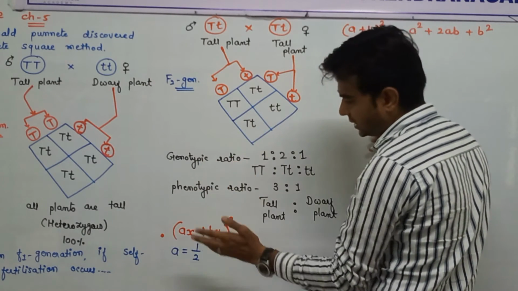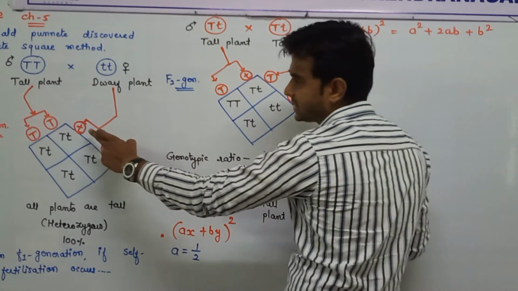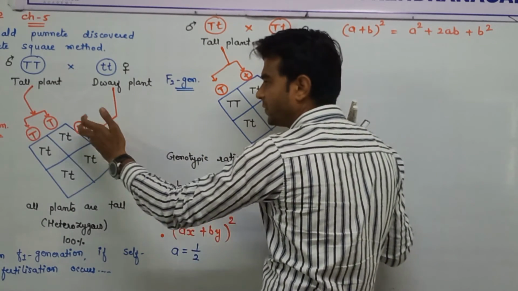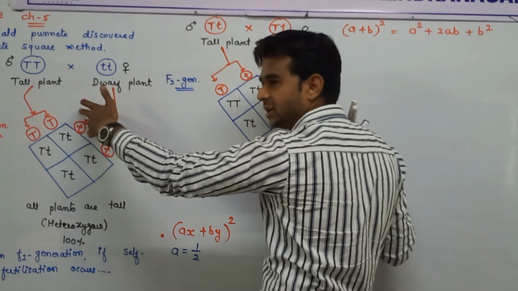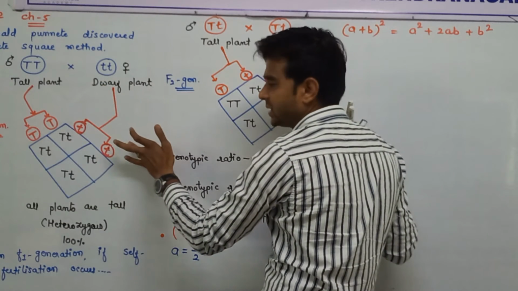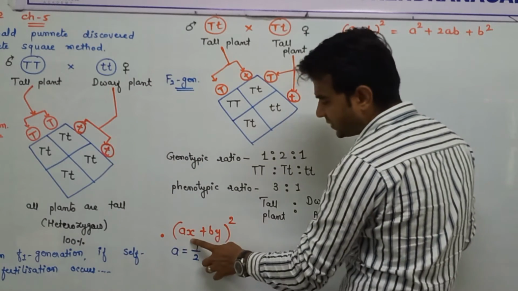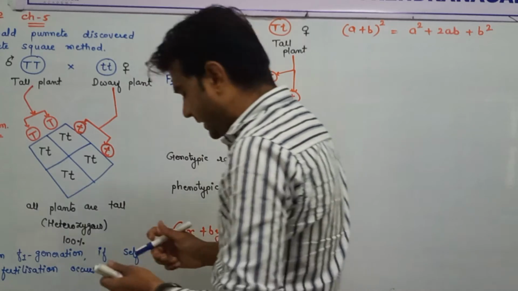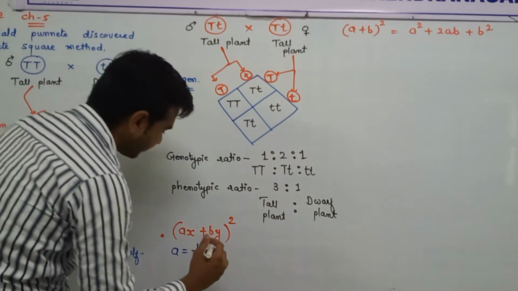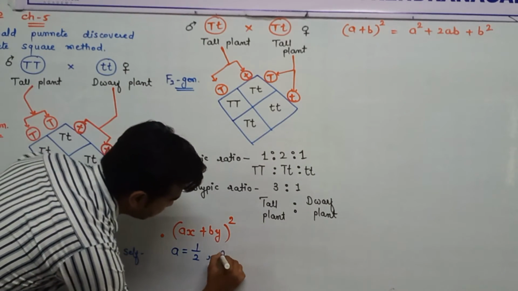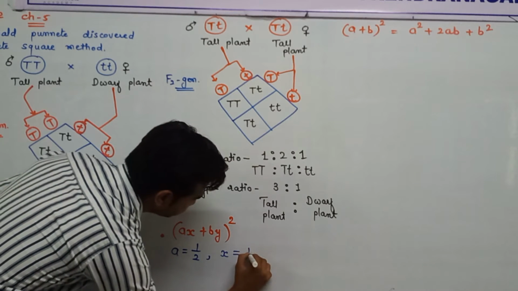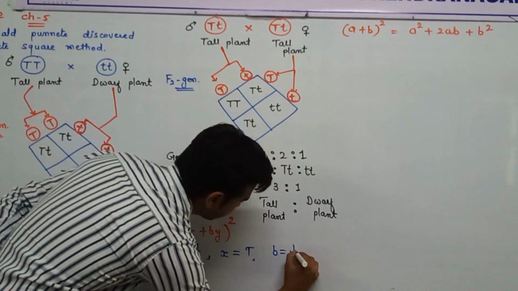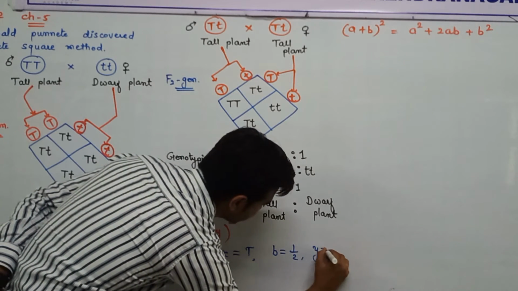Fine. So here, 50% chance is of any one gamete. Two gametes are formed, so 50% chance of the fertilization of one gamete and 50% chance of the other gamete. That's why here the a and b value is half. So a you will take as half, x can be taken as capital T, b is half, and y can be taken as small t.